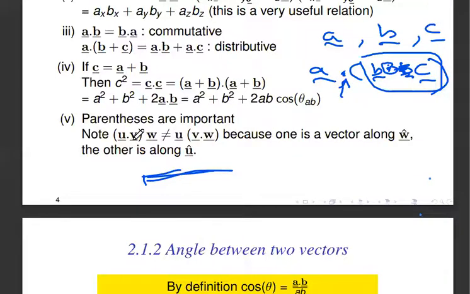So can you understand this one? This one is not true. When you take the dot product of u and v, this gives you a scalar. That scalar times w is not equal to u, and this is another scalar times u. Yeah, this is true, right? You can give a counter example.